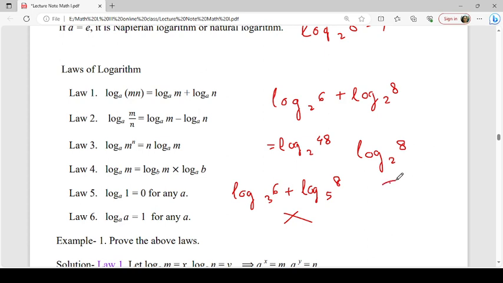So this we can write as log of 8 is 2 cube, base is 2, and we write 3 as the power, so 3 is here, log of 2 to the base 2. Here again we apply log of a to the base a: if the base is the same, then this value is 1. So this we can write as 3 into 1, which is equal to 3.